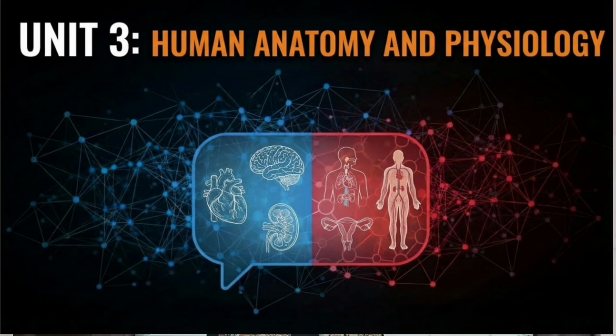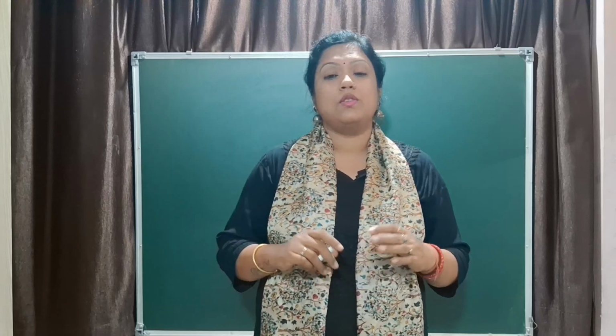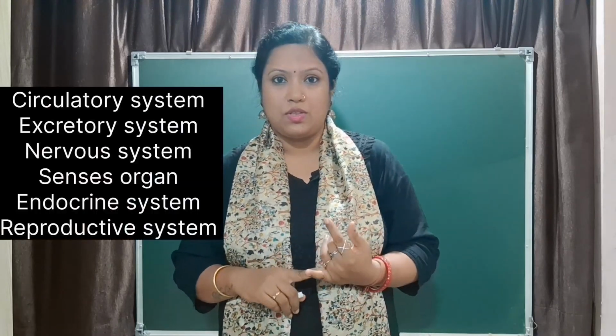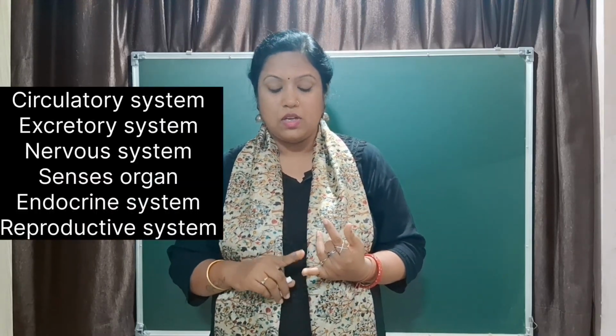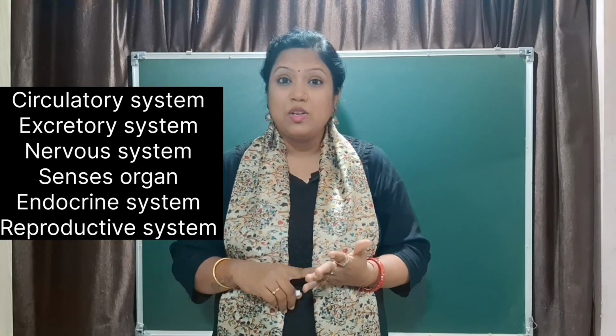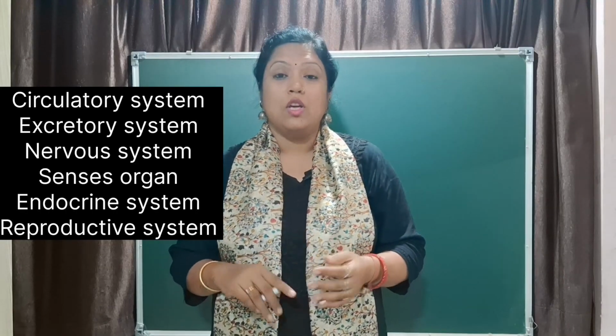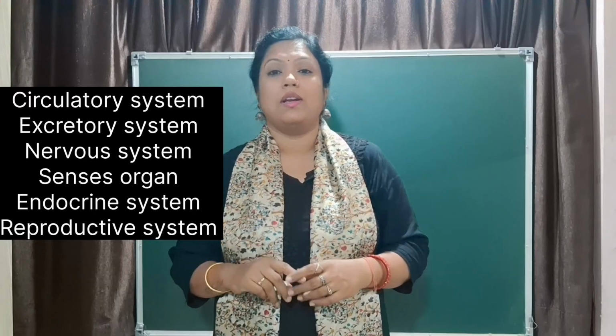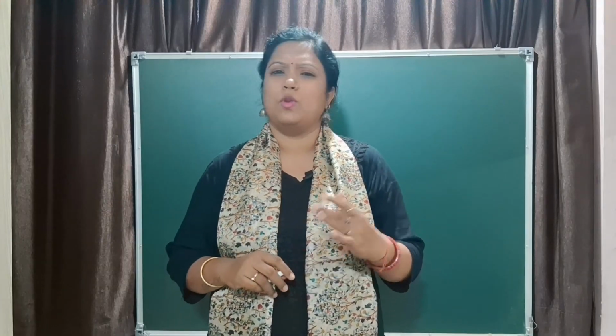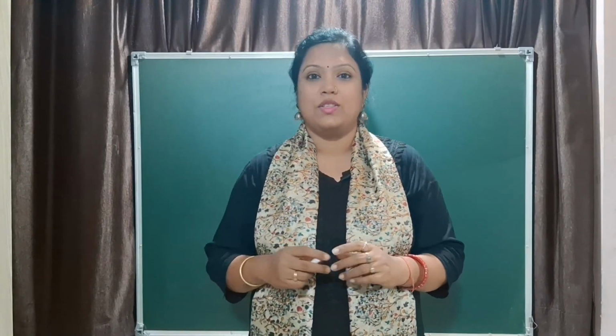Now in Unit 3 we study human physiology and anatomy, and nearly 50 marks, that is 45 to 55 marks, are from this unit. Yes. This unit contains chapters like circulatory system, excretory system, nervous system, sense organ, endocrine system and reproductive system. So this unit is going to take a little longer as compared to unit 1 and unit 2, which were only 45 minutes. Let us begin with the first chapter of this unit, that is the circulatory system.